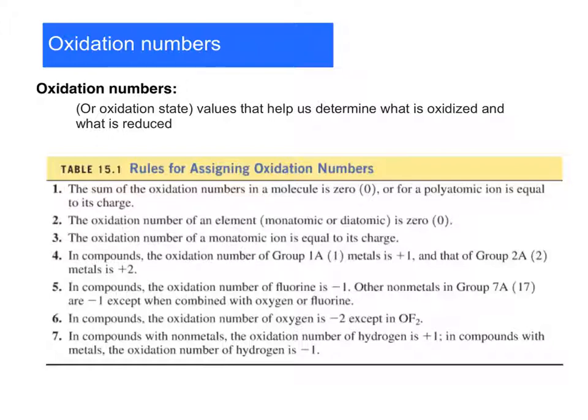And in compounds with nonmetals, the oxidation number of hydrogen is always +1 unless it's like H2 where it's by itself, and except in compounds where it's with a metal, and then it's -1. Okay, so we're going to go through some examples of this, so hopefully you get a good sense of how to assign these oxidation numbers.